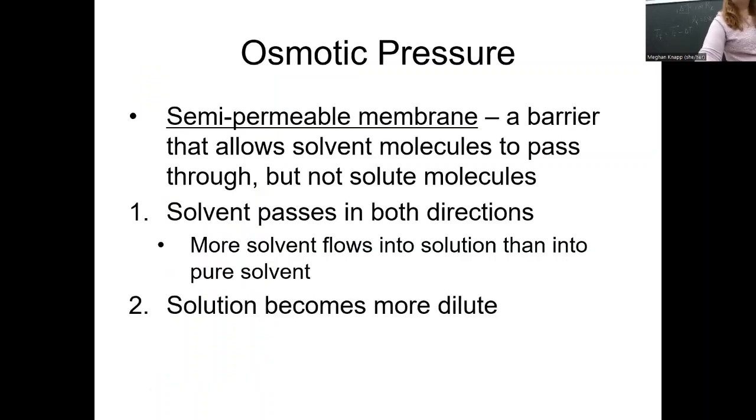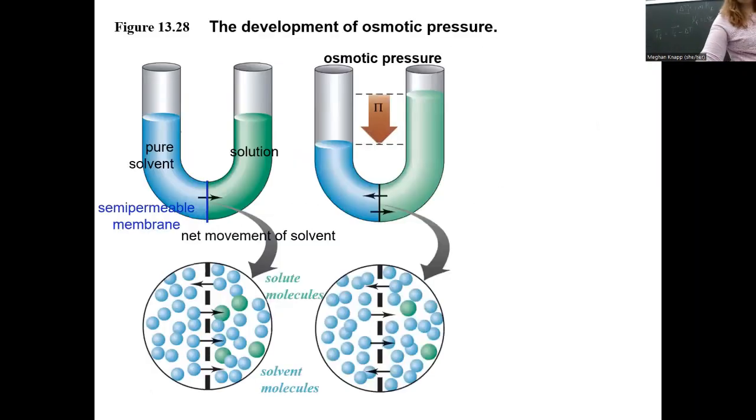So the solution is going to become more dilute. There's the second picture. But it's also going to rise up. Now, when we have a column of air, liquid, fluid, whatever, it's going to push down. Gravity is going to cause it to push down. And the difference in the height between those two is going to create a pressure. That is the osmotic pressure.